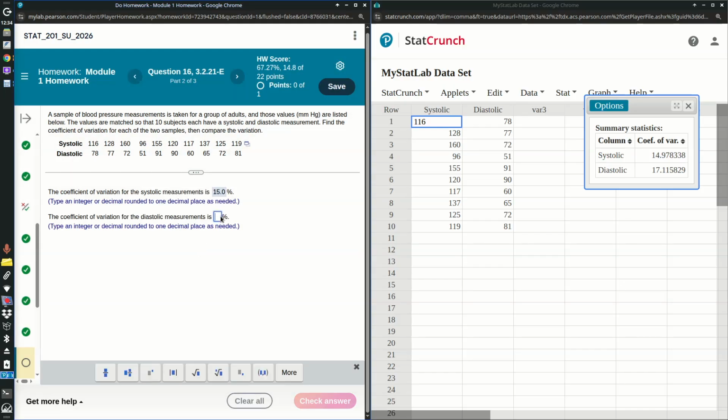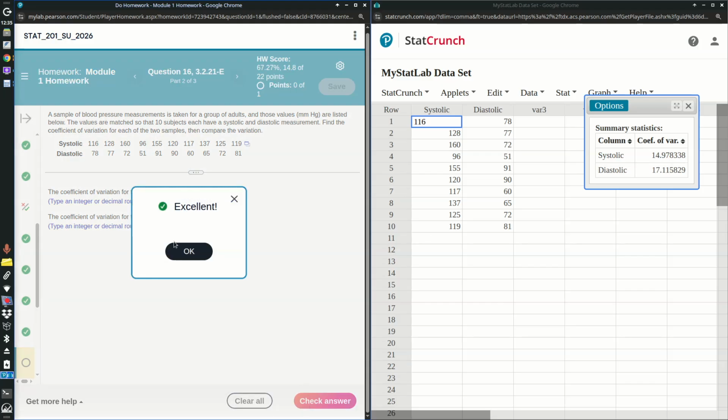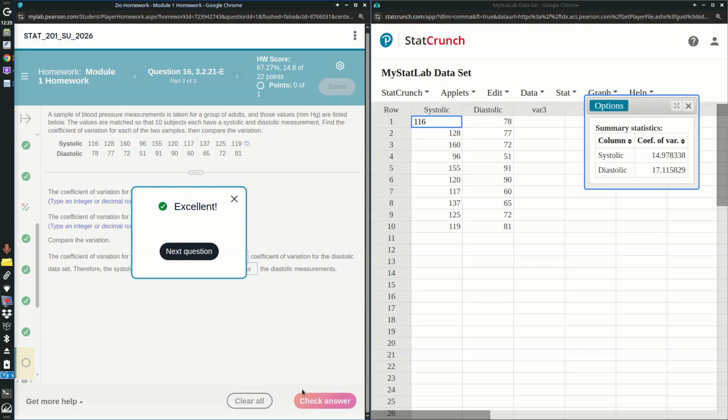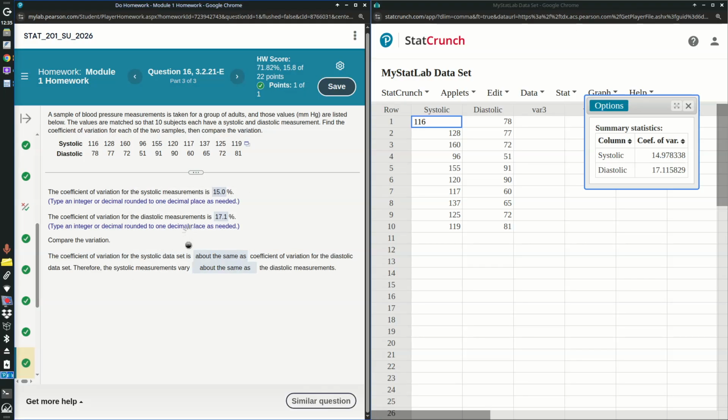And diastolic is 17.1. And the coefficient of variation is less. Not much less, we'll say about the same. So they vary about the same. Yeah. So we should expect that they kind of move or have a positive correlation with one another.